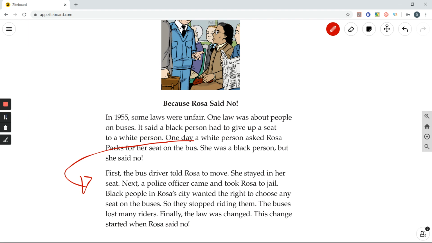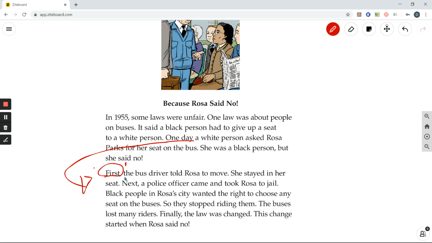Well, on this day, when Rosa decided to stand up for herself, the first thing that happened was the bus driver told Rosa to move. I circled that signal word and I recorded a number 1 next to it because this was the first event. She stayed in her seat.